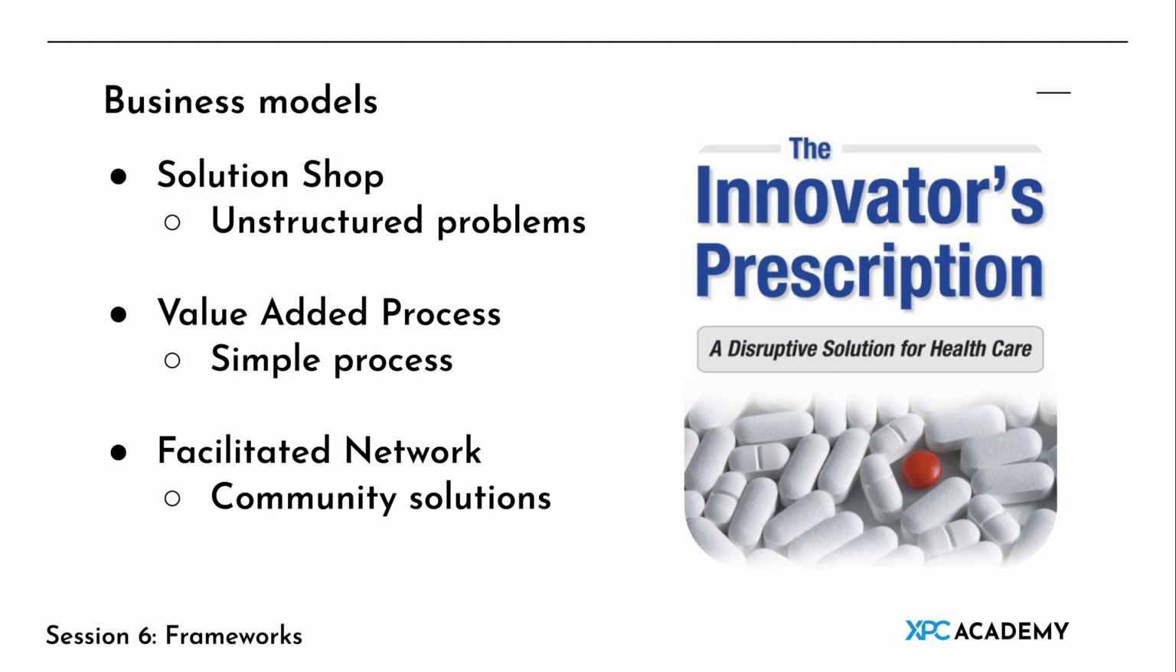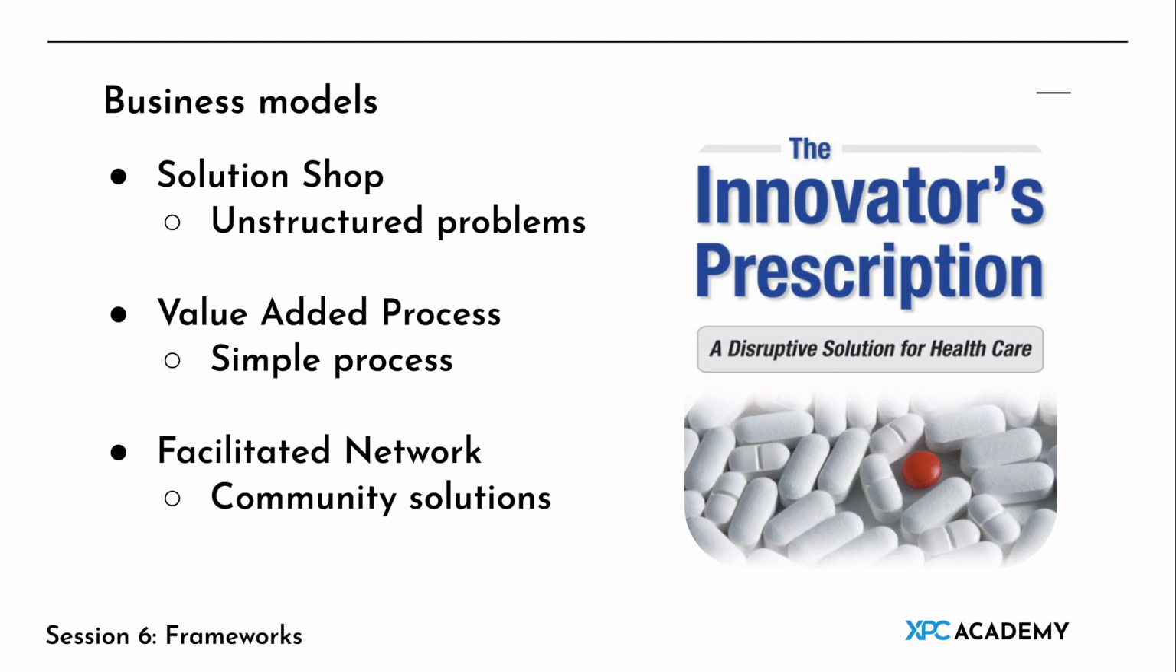The first one is business models. One of the most influential books for both Paulius and I has been The Innovator's Prescription by Clayton Christensen. In his book, he actually talks about this in a hospital setting. They have different business models all under one roof. And the same thing happens in primary care.